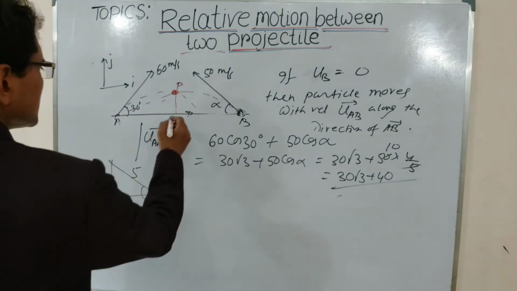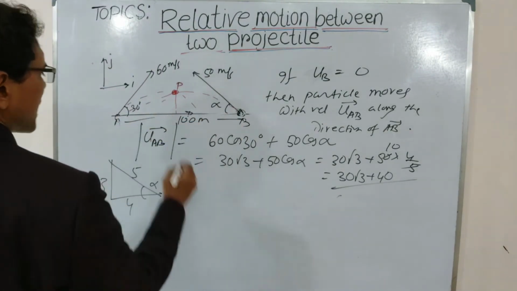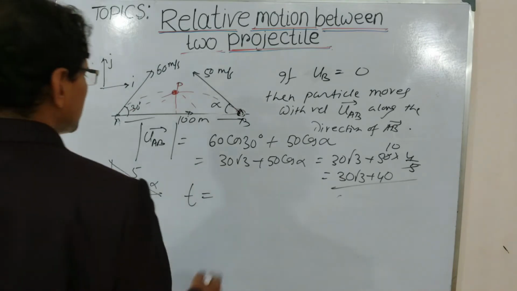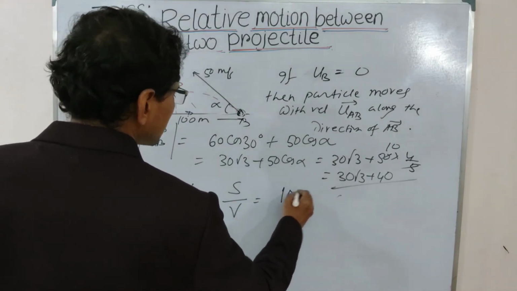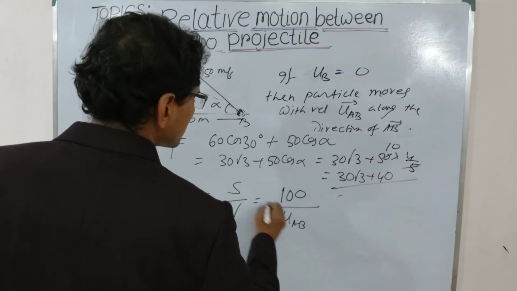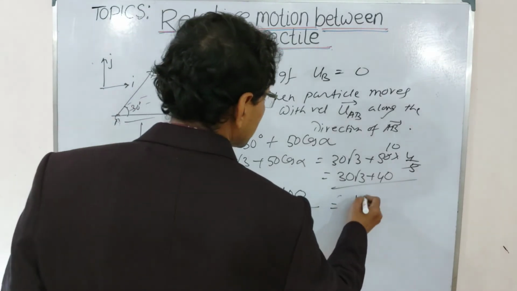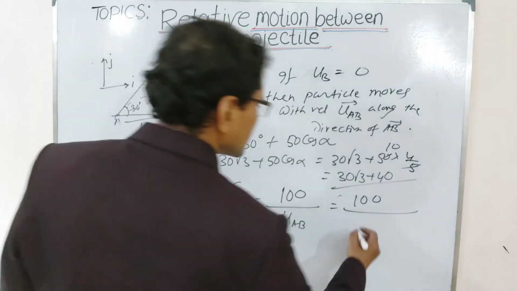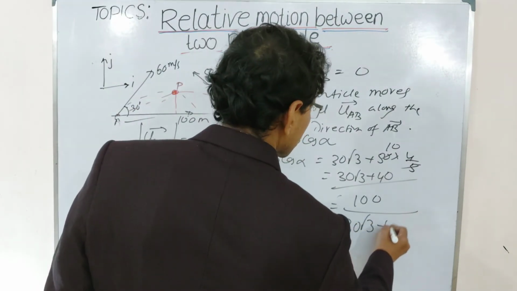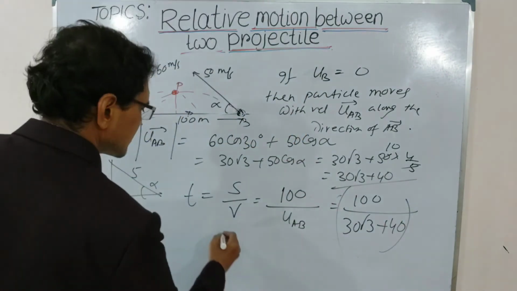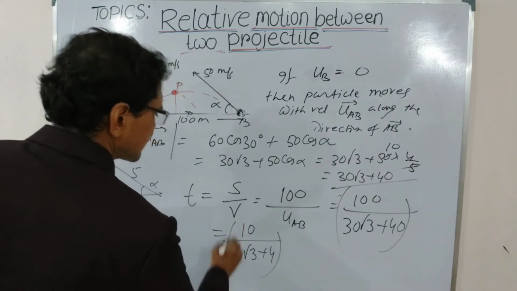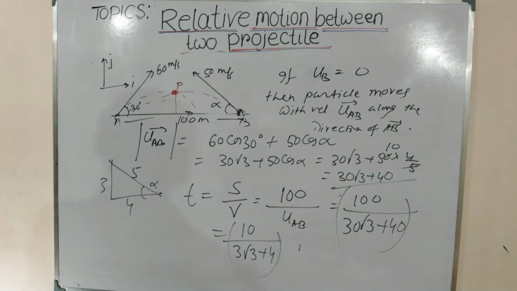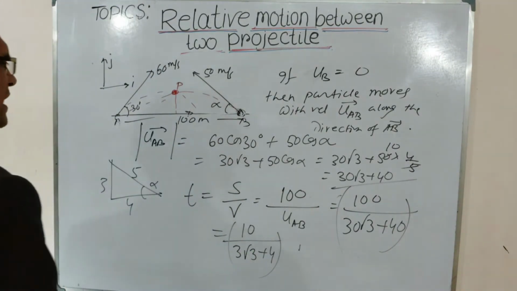Now the time taken: this is the distance, 100 meter. The time taken to collide with B is distance by velocity. The distance is 100 meter, and it moves with relative velocity UAB. So 100 by UAB, UAB means this. So this is the time taken. So after that time, A and B collide.